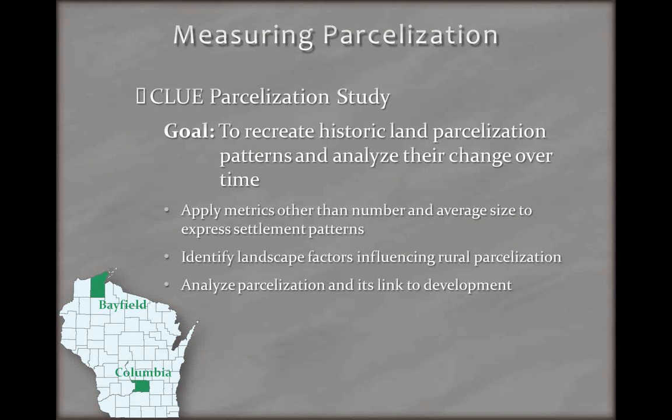And our objectives were, first, to see if we can apply spatial metrics other than number and average size to really express the spatial pattern of parcelization. Our other goal was to see if we can predict parcelization using some of the landscape factors that influence it. Looking at a current parcel layer, there's definitely a pattern there. And if you overlay that on top of slopes and water and wetlands and roads, there appear to be things that are influencing where parcels are being created.